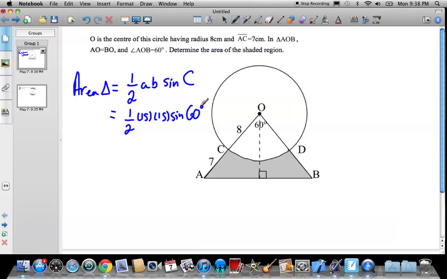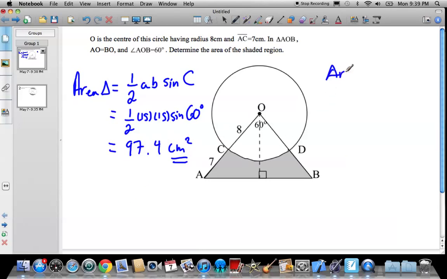Sine of 60 times 15 times 15 divided by 2. So the area of my triangle is roughly 97.4 centimeters squared. Make sure you got your units on a public exam. Marks are gone with no units. Then look for the area of your sector.